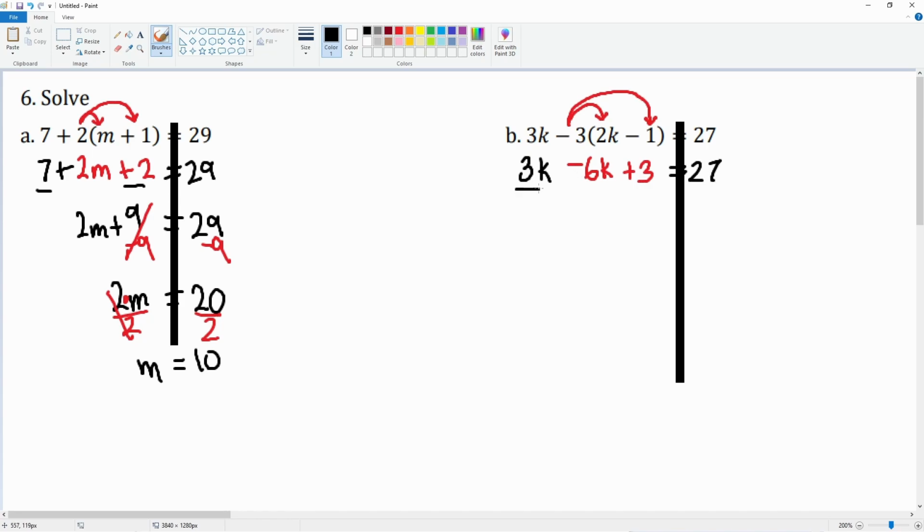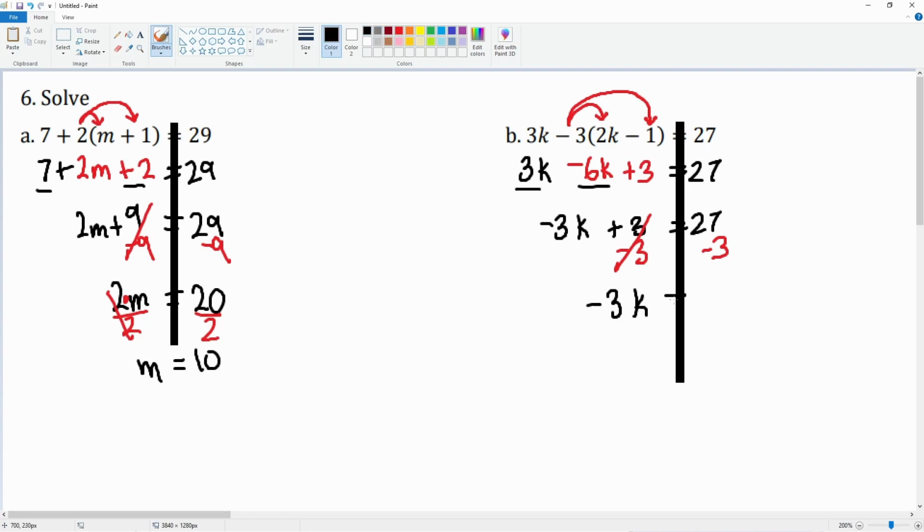Now there should be some like terms. 3k minus 6k becomes -3k. Bring everything else down. Plus 3 equals 27. Now we can solve for it. Minus 3 to both sides. 3 minus 3 on the left does cancel, making the number 0.